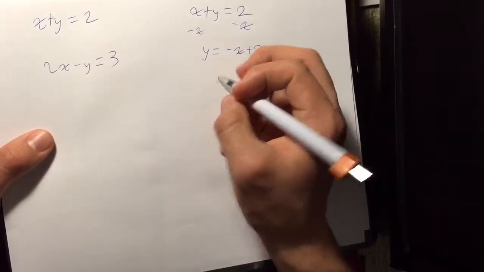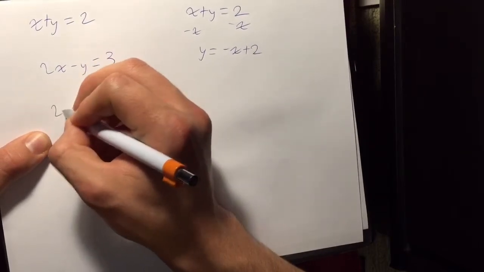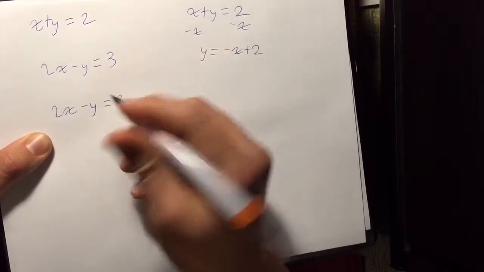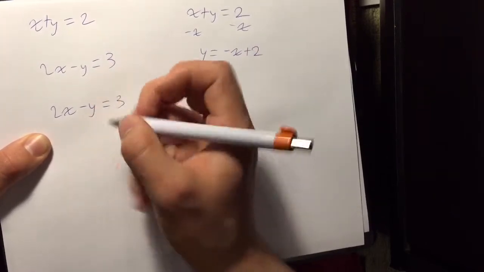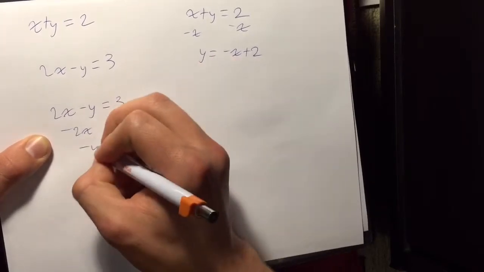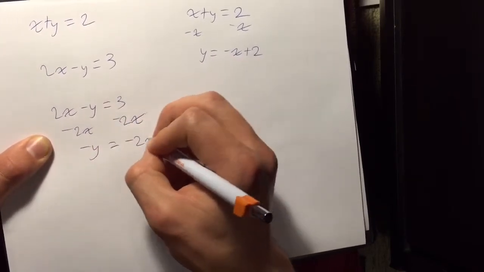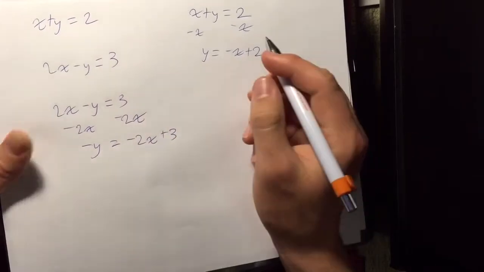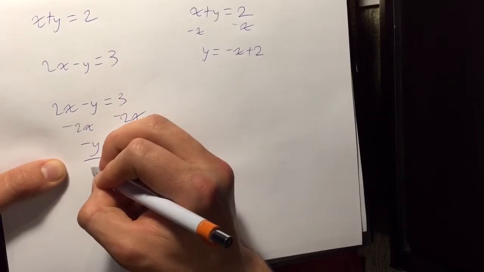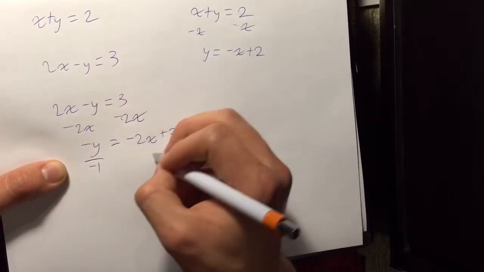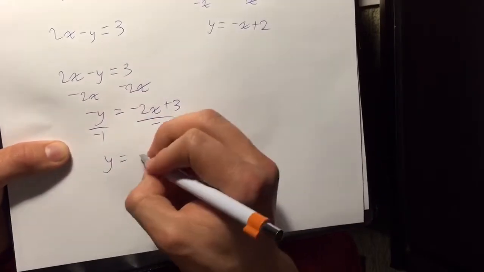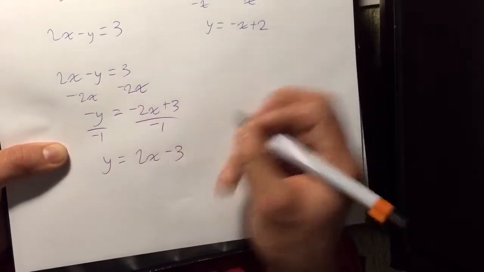And for this one, you have 2x minus y equals 3. So you want to get the y by itself again. So you subtract 2x from both sides. You have negative y equals negative 2x plus 3. Then you want to divide by the negative, which is just a negative 1. And you end up getting y equals 2x minus 3.